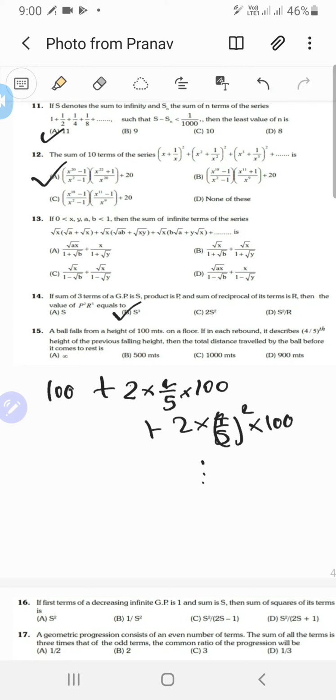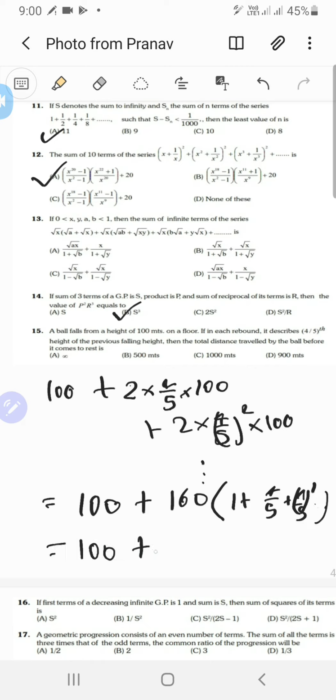Okay, and then keeps going like that. It's supposed to be 100 plus 160 into 1 plus 4 by 5 plus 4 by 5 squared, keeps on going like that, plus 100 plus 160 into 1 upon 1 minus 4 by 5, which is 1 by 5, so 160 into 5, that is 800, yeah, that should work.